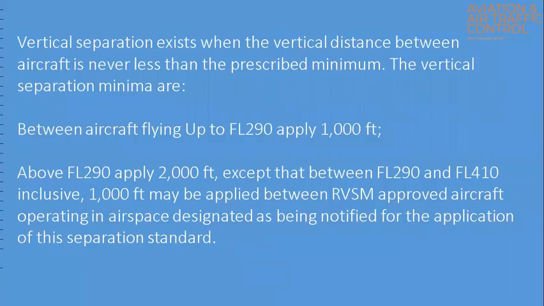Vertical separation exists when the vertical distance between aircraft is never less than the prescribed minimum. Between aircraft flying up to flight level 290, apply 1000 feet between two aircraft. Above flight level 290, apply 2000 feet separation between two aircraft, except that between flight level 290 and flight level 410 inclusive, if it is defined as RVSM airspace and the aircraft are RVSM approved, we need to apply only 1000 feet separation.